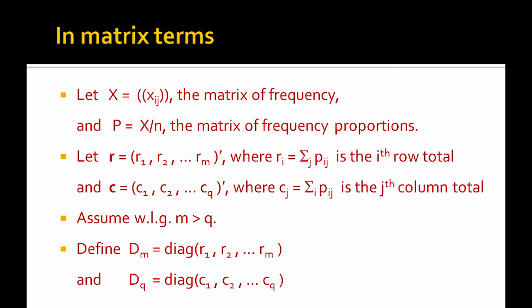Now we'll define Dm as a diagonal matrix consisting of the row totals. So Dm has off diagonal elements 0, and on the diagonal you have R1, R2, up to Rm. So it's an m by m diagonal matrix. Similarly, we define a diagonal matrix Dq consisting of the column totals C1, C2, up to Cq. So again, this is a q by q matrix.